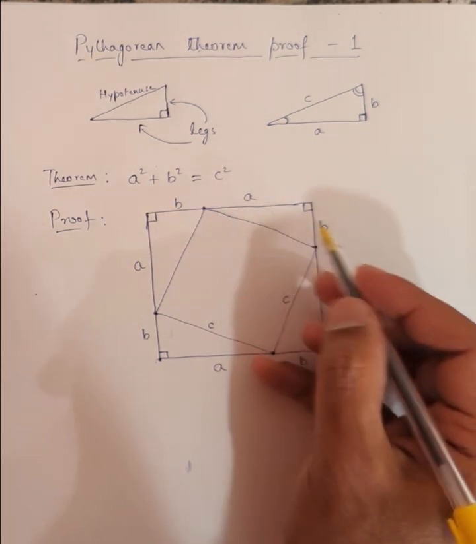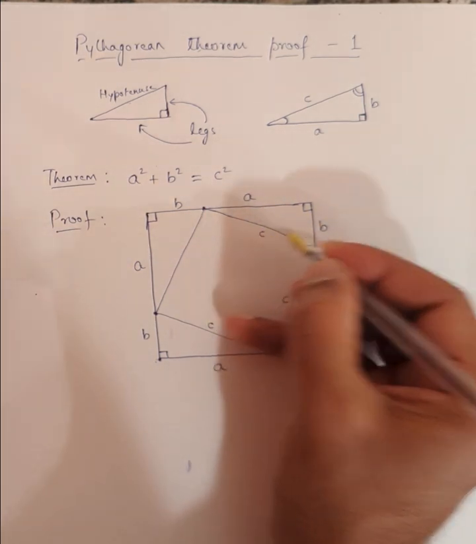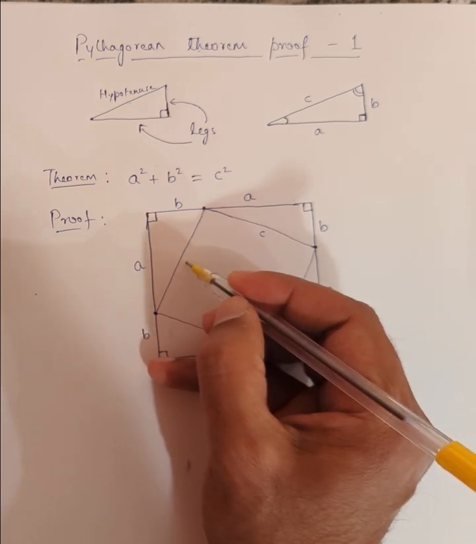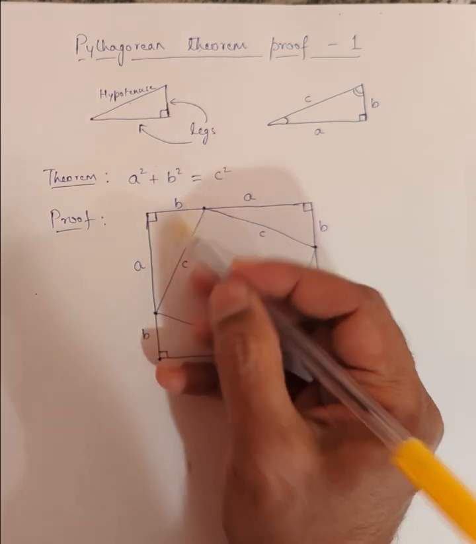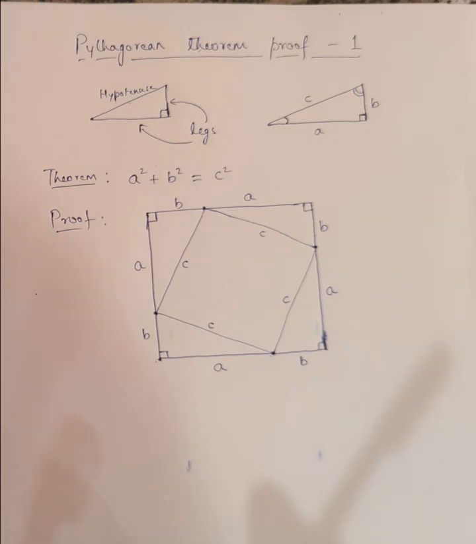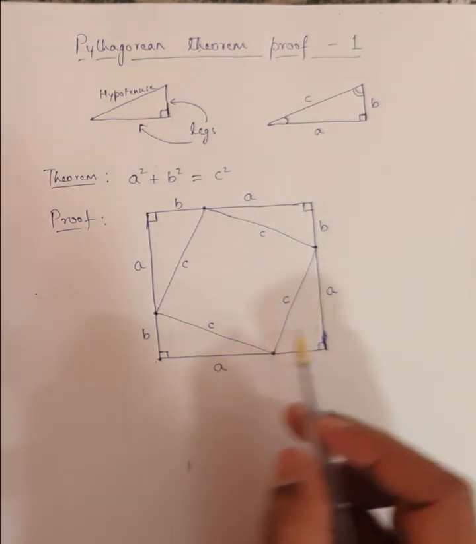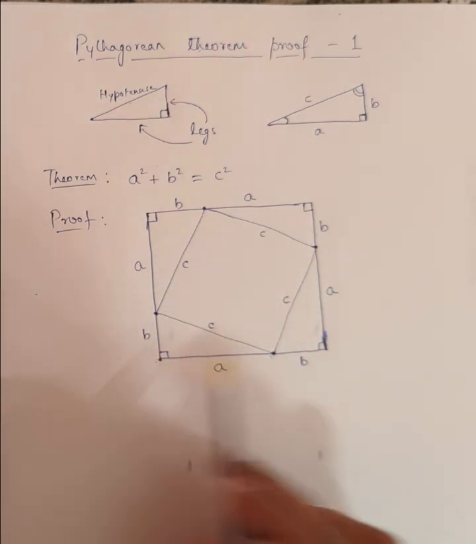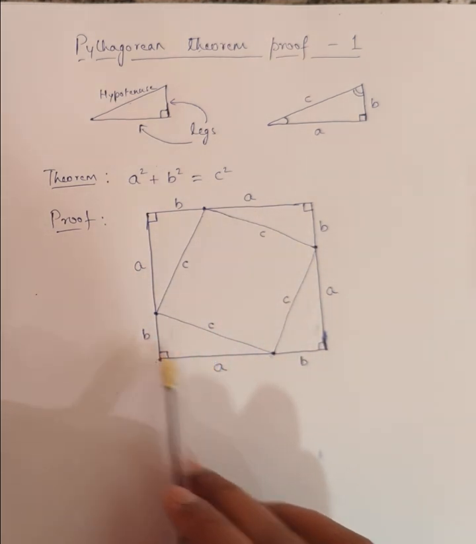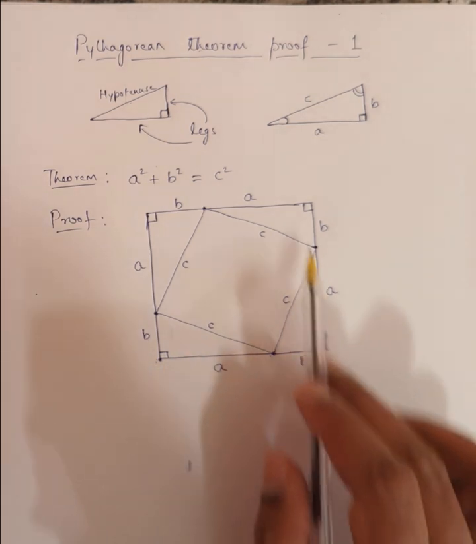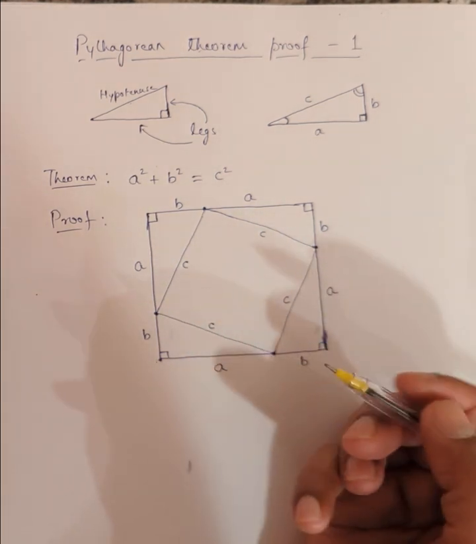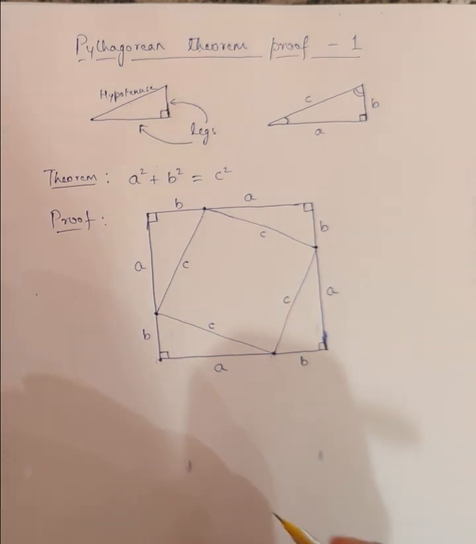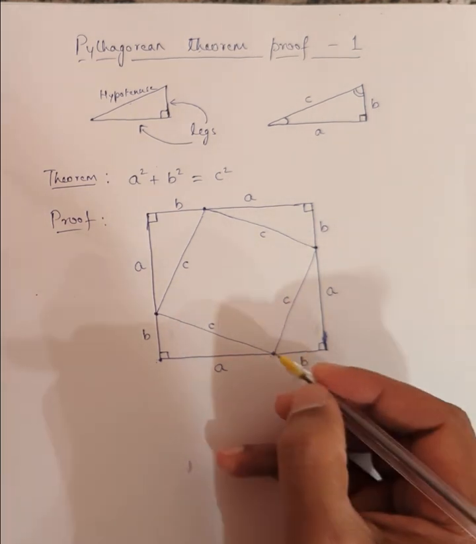So this is side lengths of AB, so this hypotenuse is C and this hypotenuse is also C because the legs are A and B. And notice that these 4 triangles are congruent because their sides match. Legs are A and B, hypotenuse is C for all 4 congruent triangles. And also we want to pay attention to the angles.